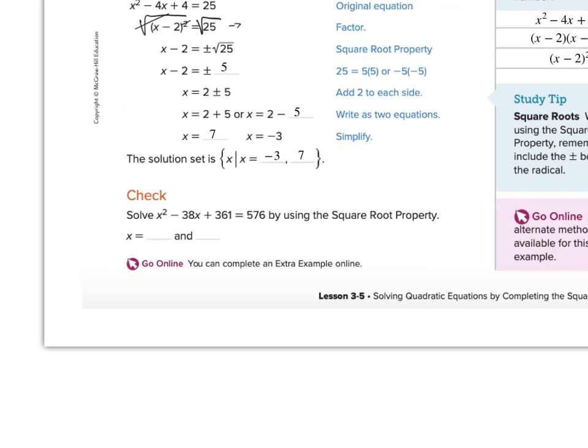Now here, using the square root property, hopefully the square root of 361 is 19. But go ahead and try this one, and then I will have the work here. Stop the video, give it a shot, and then check your answer.